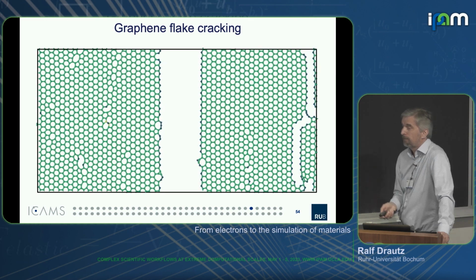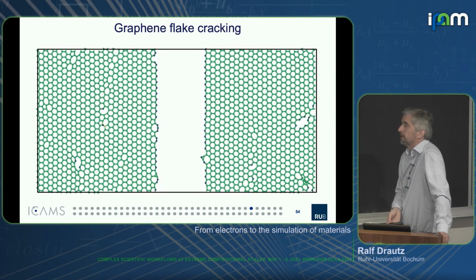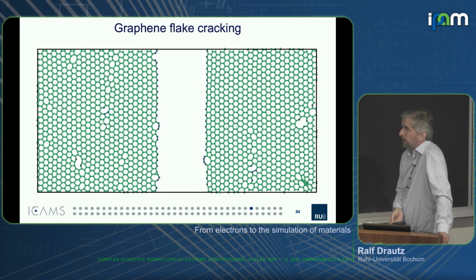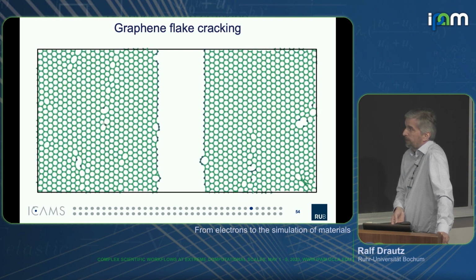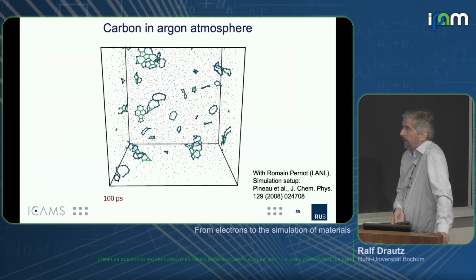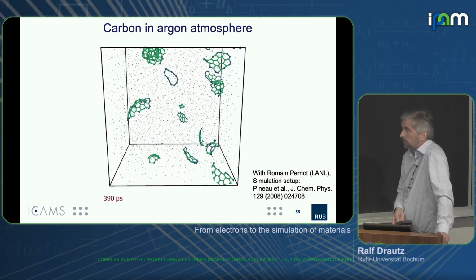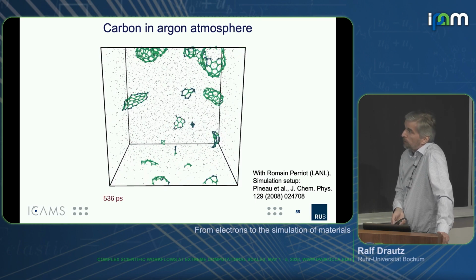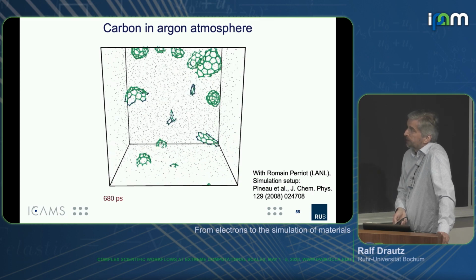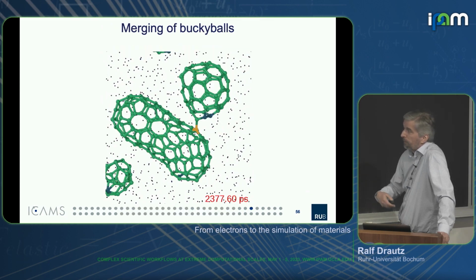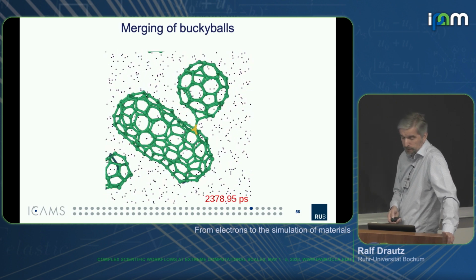We can take graphene. We saw that yesterday, graphene in the electron microscope. Now we can just pull at it and look at the defect structures that we can find. Or we can just put carbon atoms in a box at high temperature with a little bit of argon and see what happens. And we form all these fullerenes then. And we can look at how they react to fullerenes and so on and so forth.